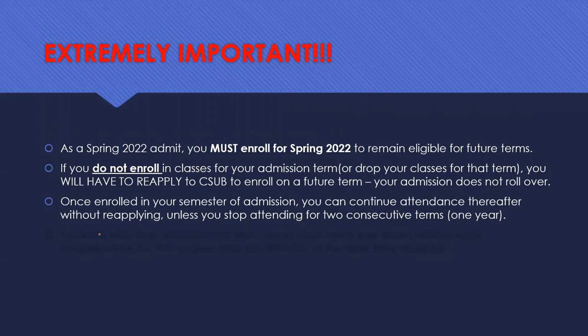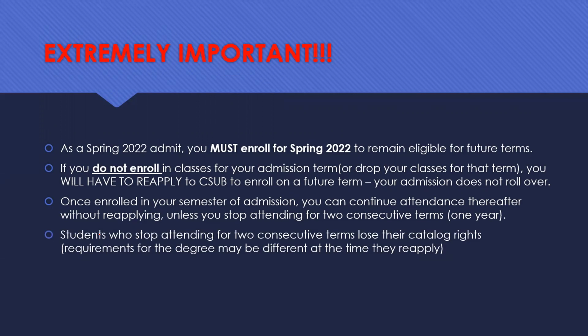They just assume you will continue your education until you finish. The only time that you could lose what we call catalog rights is if you start attending, but then stop attending for like a year, and then your requirements may be different if that is the case. But very important, enroll for your spring term. If you cannot enroll for your spring term, or if you enroll but then drop your classes, just be aware you will need to reapply to the university in order to attend either a fall 22 or spring 23 or whenever you are ready to come back.